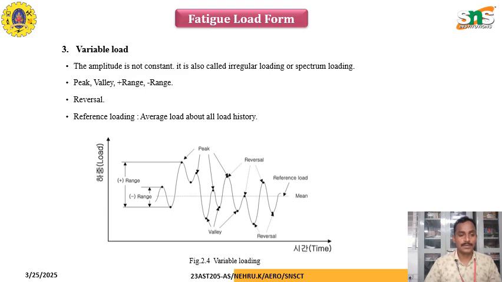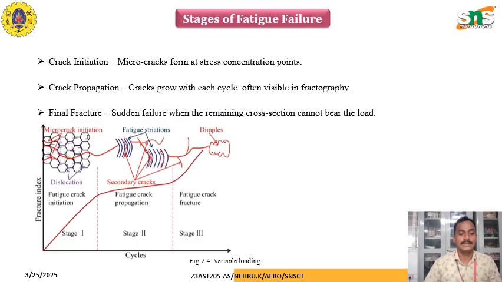Next, coming to the fatigue load form under variable loading, the amplitude is not constant. It is also called irregular loading or spectrum loading. Here peaks, valleys, positive range and negative range can occur. There may be a reversal in the pattern of loading, with a reference load, the average load, over the whole load history. We can see the graph between load and time showing the range, peak value, valley value, reversible and irreversible loads, and the reference load from the mean axis.